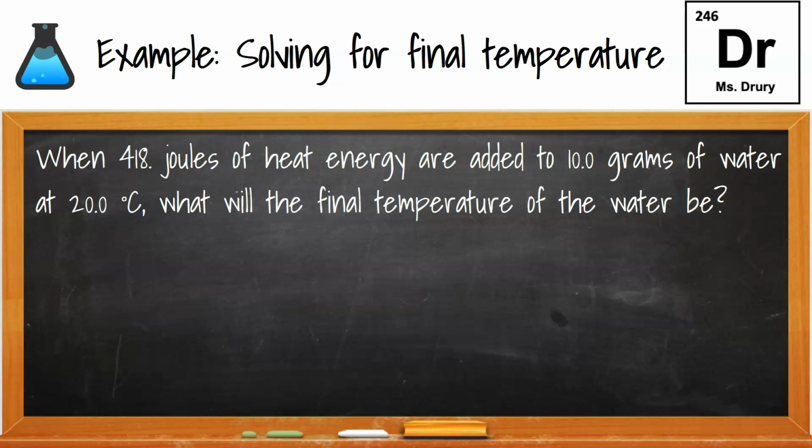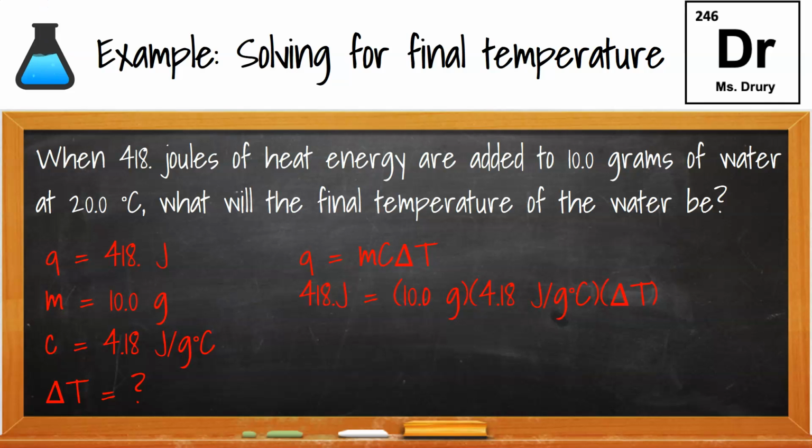Let's try one more type of example, solving for final temperature. So here's an example. When 418 joules of heat are added to 10 grams of water at 20 degrees, what will be the final temperature of the water? So again, identifying unknowns by either writing them out or circling them is pretty important. Writing them underneath each symbol could be another way of doing that. So Q is 418. The mass of the sample of water is 10. And the specific heat of water is 4.18. We're going to solve for delta T because it's unknown.